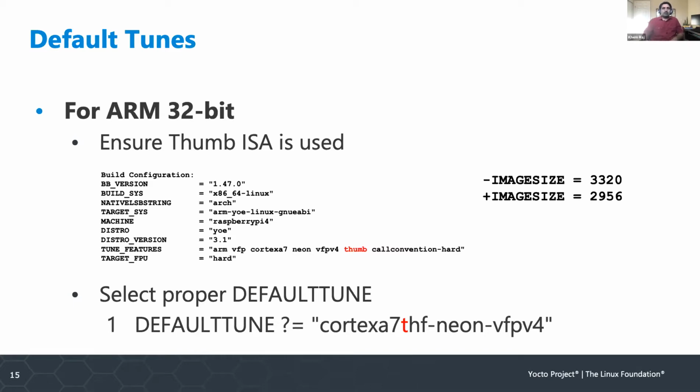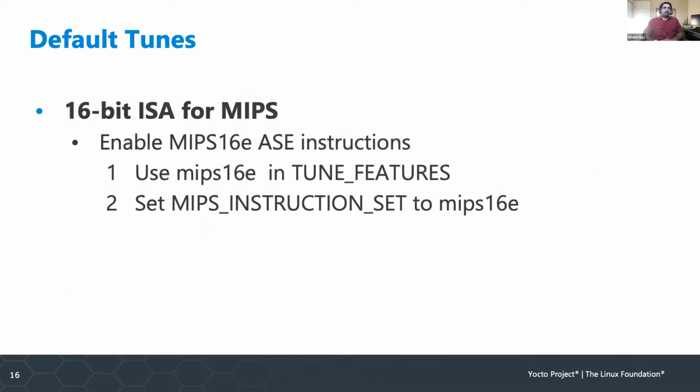Similarly, for MIPS, there is a 16-bit ASE instruction set. You could enable that, the MIPS16e, that is what it is called, similar to thumb, right? You could set the MIPS instruction set to MIPS16e, and that will compile your code using the 16-bit instruction sets for MIPS as well. It's exactly similar to what thumb does.